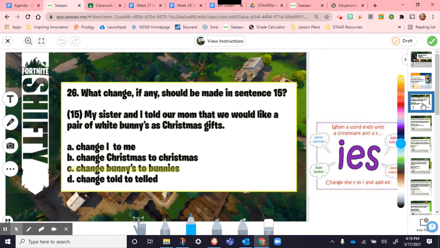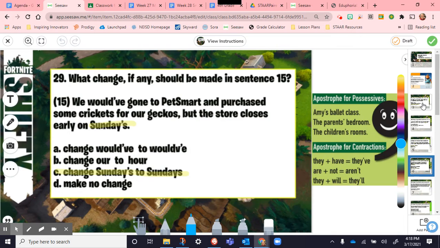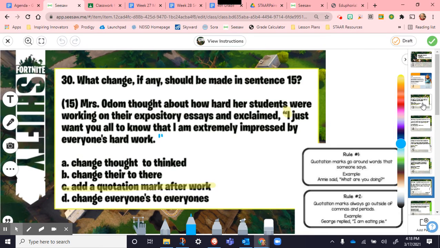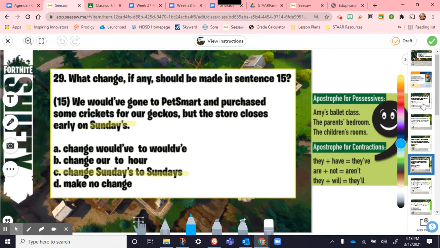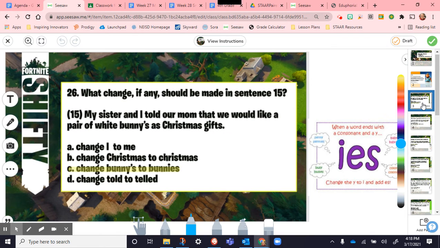So we went over 26, 27, 28, 29, 30, and we stopped there. So make sure you've got those marked correctly. And you can look at the things on the side. They go with what the answer is for a little explanation. But if you still need some help understanding why a certain answer is the way it is, just let me know. I'll be glad to help.